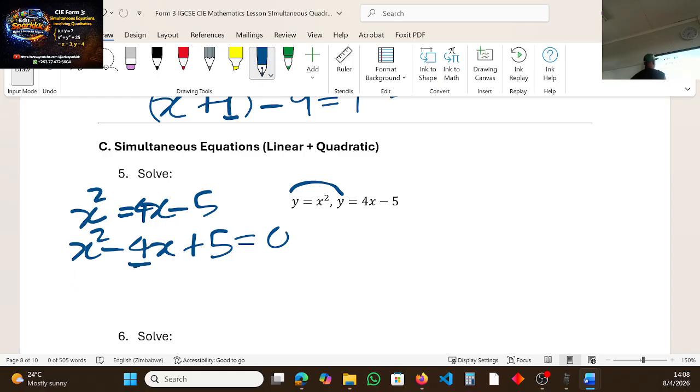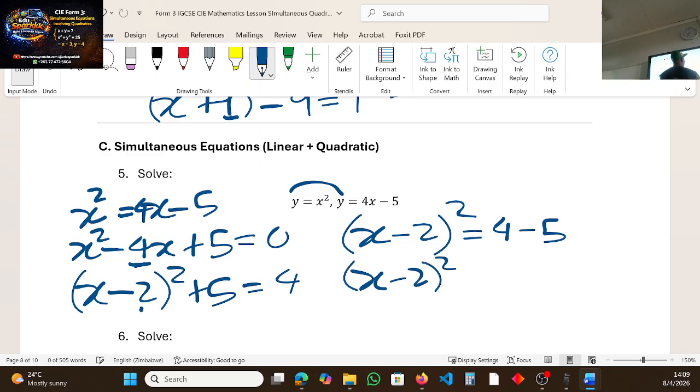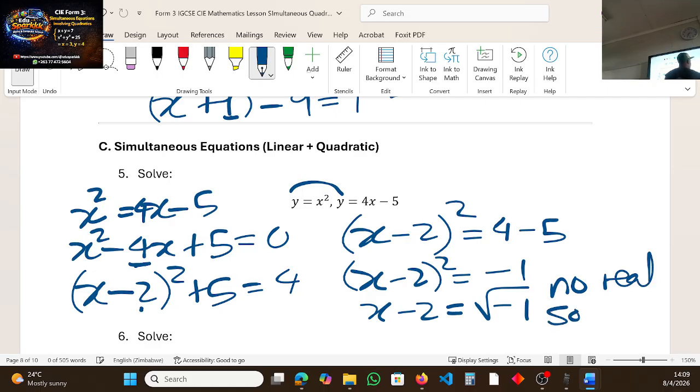With completion of square, I'm just going to divide this part by 2. So it ends up giving me x minus 2 squared plus 5. When I square this, it gives me positive 4, so I'll put it there. Then next, I'll transpose 5 there. So I have x minus 2 squared being equal to 4 minus 5, and x minus 2 squared will be equal to negative 1. So x minus 2 will be equal to root of negative 1. We can stop there: there are no real solutions because we can't find the root of a negative value.